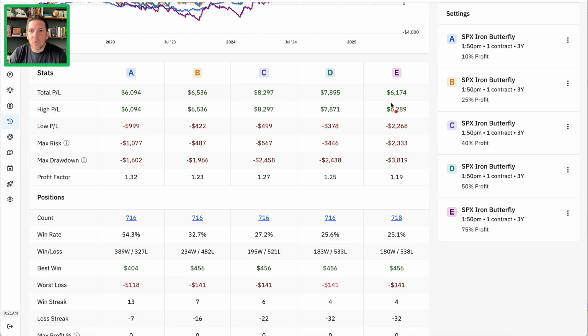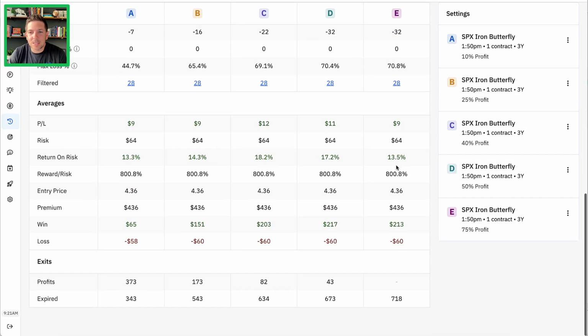You can see that the total P&L was about the same as the baseline. Win rate was about the same as the baseline. You dropped it back down to 9% or $9 of average P&L. You dropped your return on risk back down. And essentially, you can see here that you took no profits. So essentially, that was the reason.